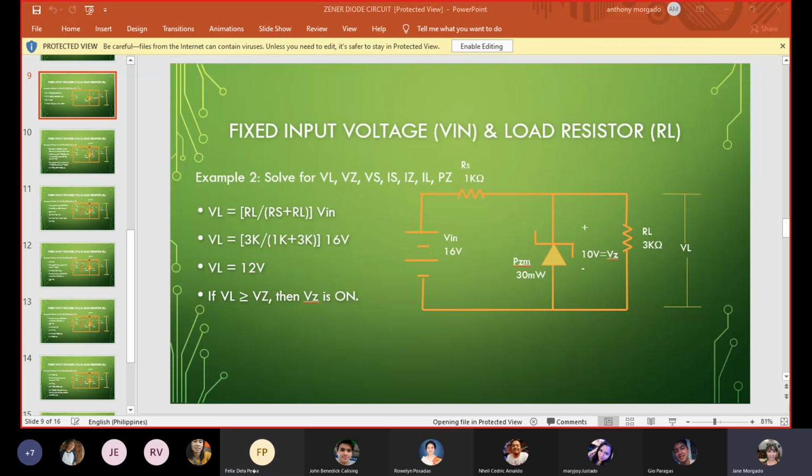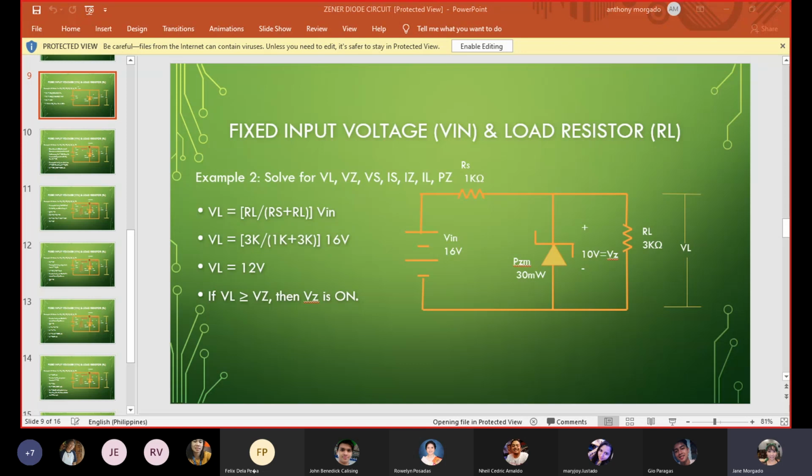Clear po. Okay, so initially with the voltage across RL equal to 12 volts, what do you think is the state of the diode? Take note that the VZ is only 10 volts, and the voltage across RL initially without Zener would be equal to 12 volts. What would be the state of Zener? Will it be on or off? On po. On na siya kasi ang na-measure natin across RL is 12 volts, whereas ang requirement lang ni Zener ay 10 volts. So, since VL here is greater than VZ, then Zener is on.